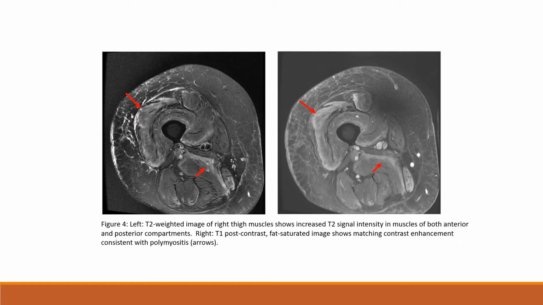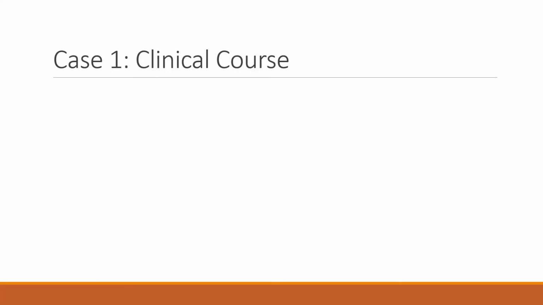So on this MRI on the left-hand side, you can see a T2 weighted image of the right thigh muscles showing increased T2 signal intensity in muscles of both the anterior and posterior compartments seen with the red arrows. And then on the right side is a T1 post-contrast fat-saturated image that shows matching contrast enhancement consistent with polymyositis.